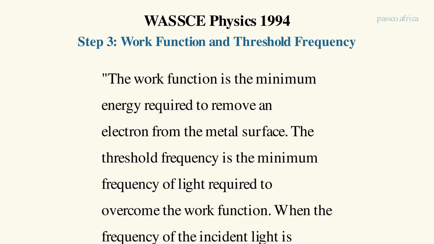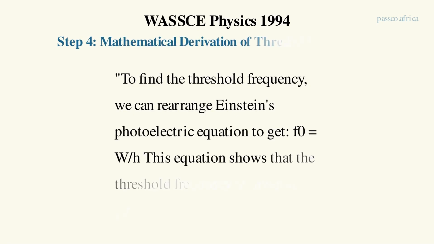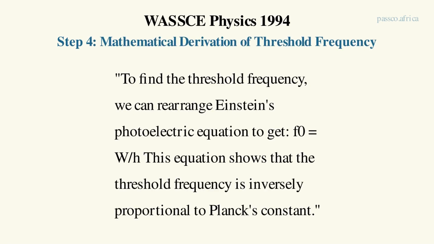Step 4. Mathematical derivation of threshold frequency. To find the threshold frequency, we can rearrange Einstein's photoelectric equation to get f0 equals W/h. This equation shows that the threshold frequency is inversely proportional to Planck's constant.